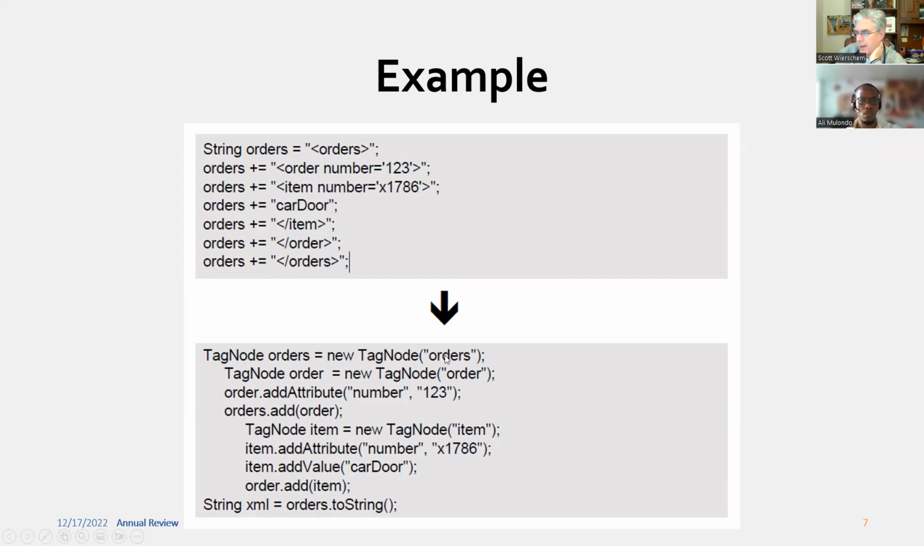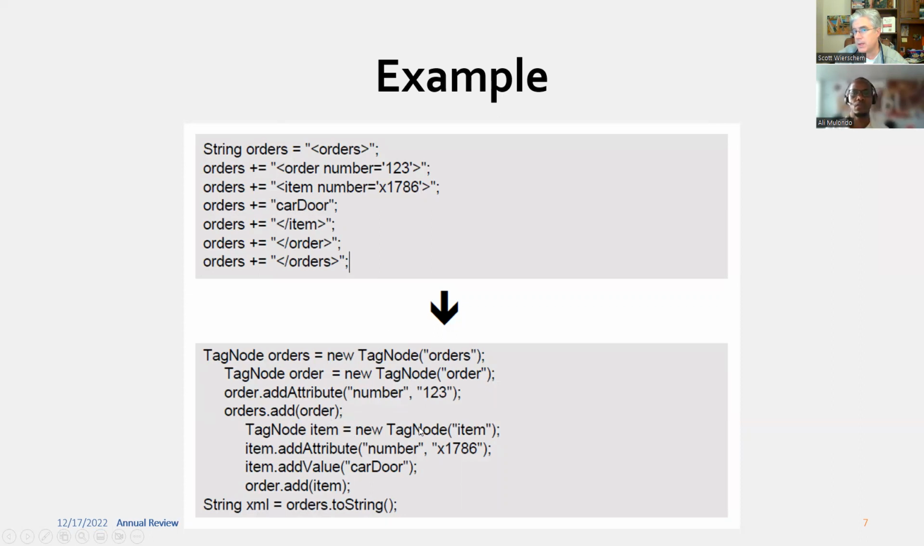So we want to be able to turn that into a tag node object. We'll create a new tag node, which is your orders tag. And then we'll have an order tag. We'll add an attribute, which is our number name with a 1, 2, 3 value. We'll add this order to the orders object so that it's in a tree structure. And you get your tag node.